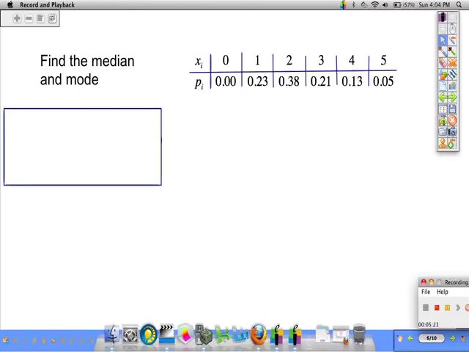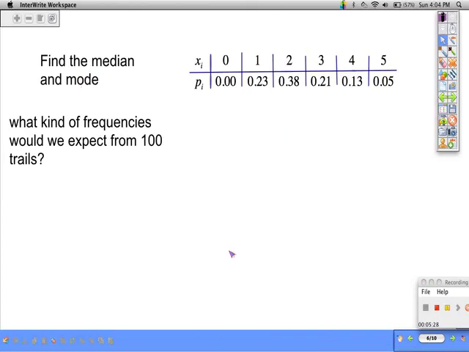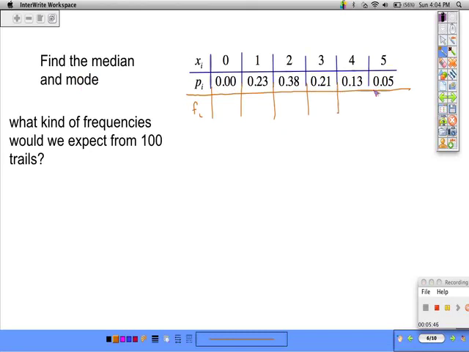Here we have a probability distribution, and we want to know the median and the mode. And what we can do with this is we can think about what kind of frequencies we would expect from 100 trials based on this information. So essentially we can build a frequency table out of this. So I'm just going to extend my table. So the probability of getting a 0 is 0. That means we would expect 0 zeros. We'd expect 23 ones, 38 twos, 21 threes, 13 fours, and 5 fives. The mode is the thing that happens the most. So the mode is 2.